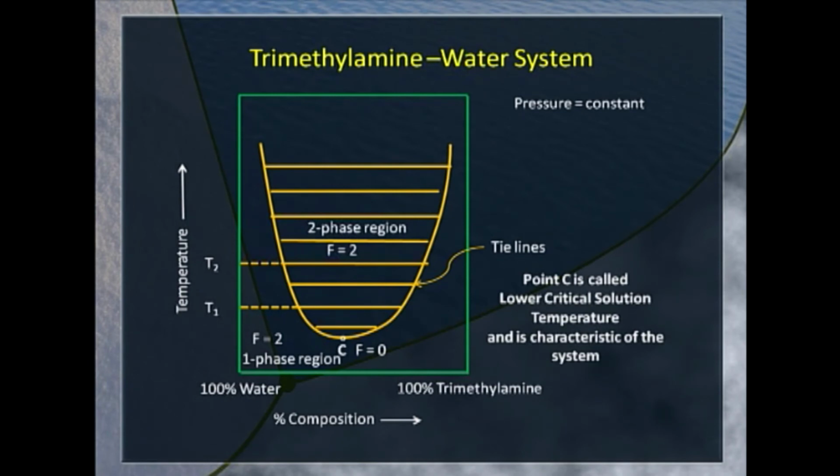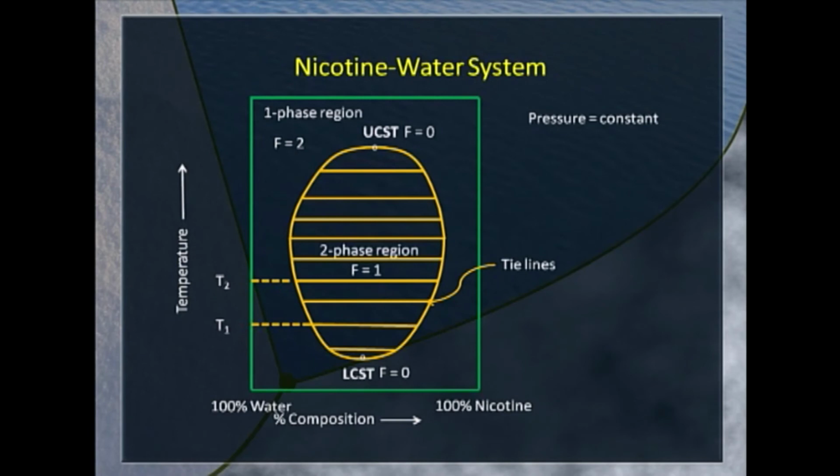When you have systems like these two, upper and lower CST, an interesting system we have here is the nicotine-water system, which shows both lower CST as well as upper CST. The explanation is similar. We have complete miscibility outside this circle, and within this you have the system in which there are two phases in equilibrium.